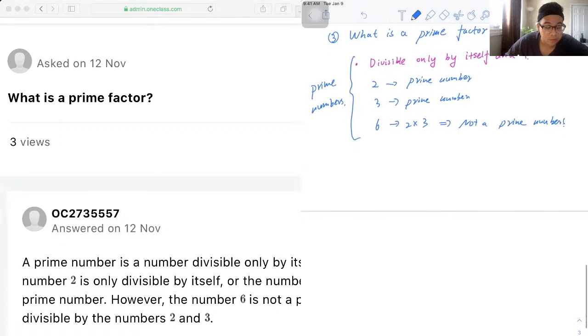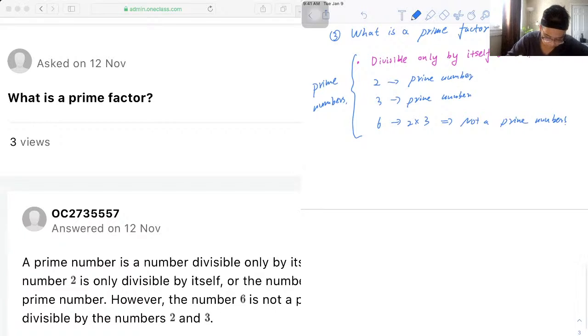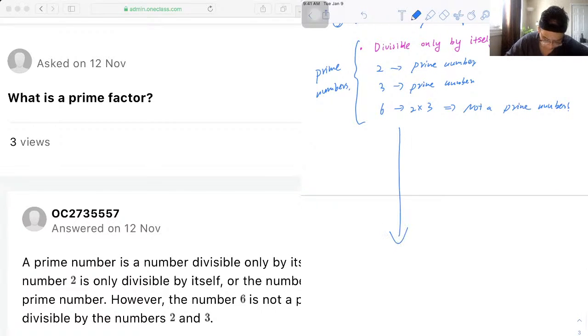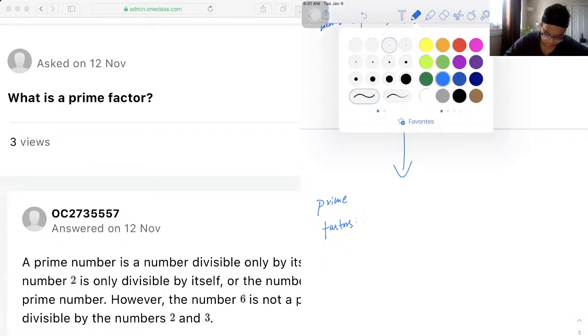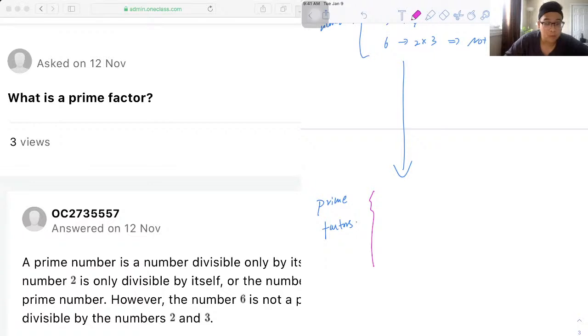And now let's move from the prime numbers part to the prime factors part. So prime factors are prime number factors of a certain number.